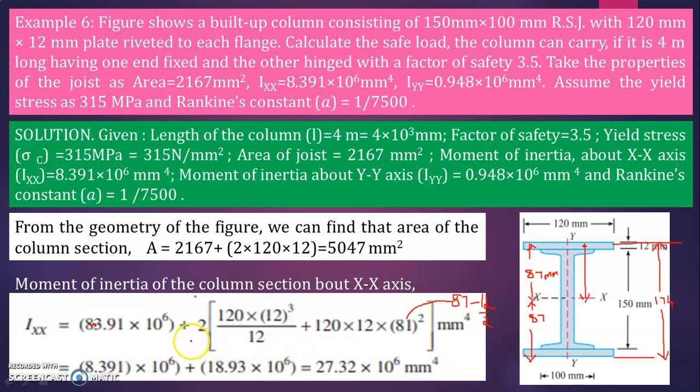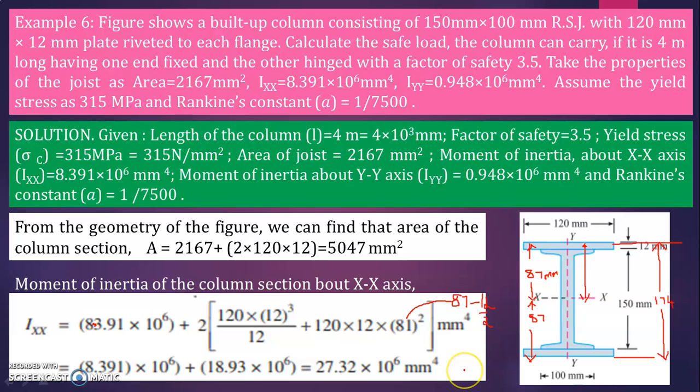So now you can simplify this. Already this built-up column I-axis is given here. Consider that plus 2 times of this, the flange plates are there on both top and bottom. So 2 into BD cube divided by 12 plus AY square. Okay, you get 27.32 into 10 raised to 6 mm raised to the power 4.